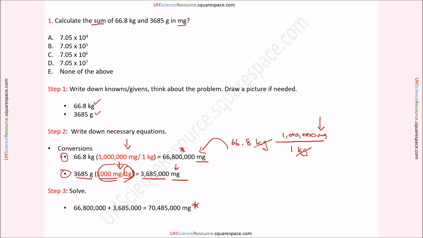If we look at our answer choices, we can see that all of them are in scientific notation. So if we convert our number to scientific notation, we should get 7.05 times 10 to the 7th. Notice that the 8 is going to round up and make the 4 into a 5, and that's where we get the 7.05. So if we look at our answer choices, that's going to be answer choice D as our correct answer.